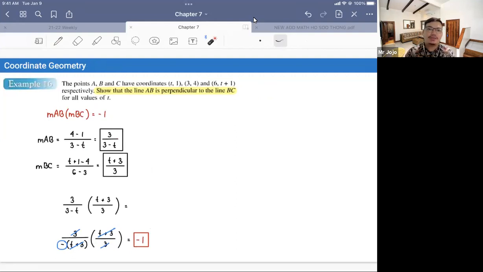Now let's have our next example. I have three kinds of examples here actually, class. The first set is just proving that two lines are perpendicular to each other. The second set of examples for today will be about the equation of a line. A bit tricky, but it's manageable. I know you guys can do this.